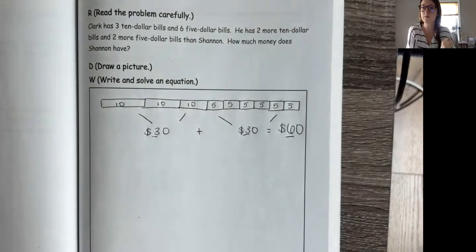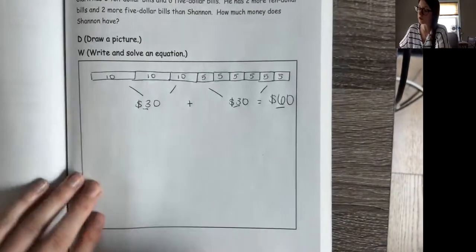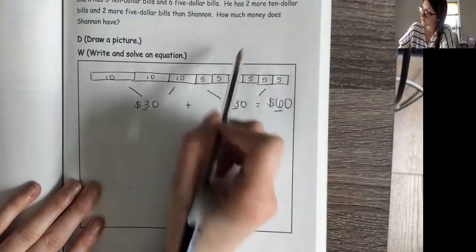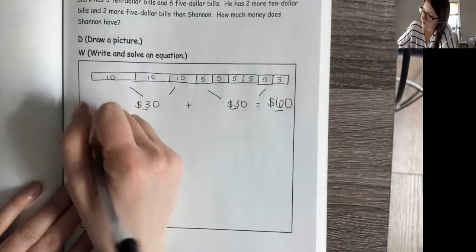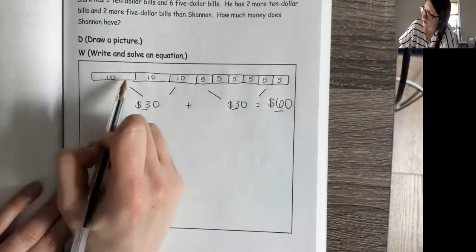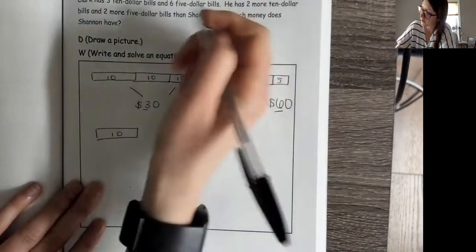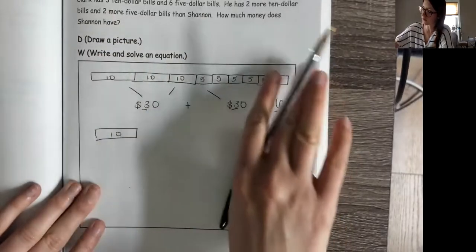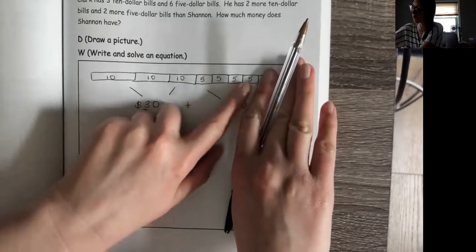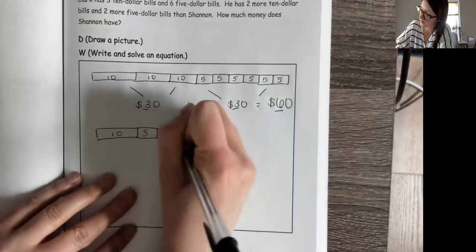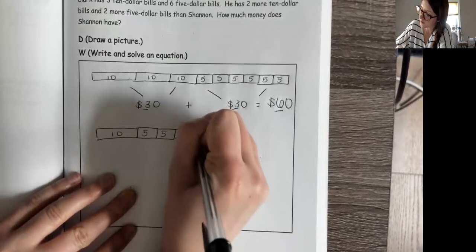Okay, so now I know how much Clark has, but I know that he has 2 more $10 bills and 2 more $5 bills than Shannon. So if I want to think about how much Shannon has, I know that he has 2 more $10 bills than what she has. So that means if Clark has 2 more than her, she only has 1 $10 bill. And if he has 2 more $5 bills than her, if I take away those 2, that means she has 1, 2, 3, 4 $5 bills.